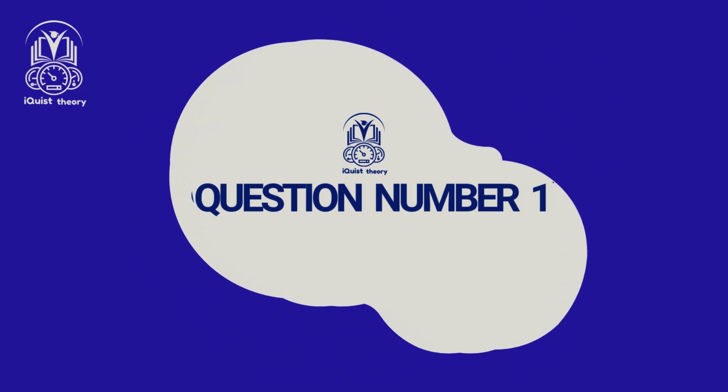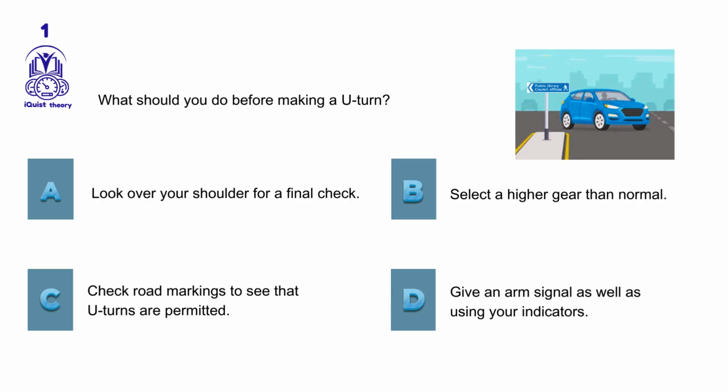Question 1. What should you do before making a U-turn? A. Look over your shoulder for a final check. B. Select a higher gear than normal. C. Check road markings to see that U-turns are permitted. D. Give an arm signal as well as using your indicators.